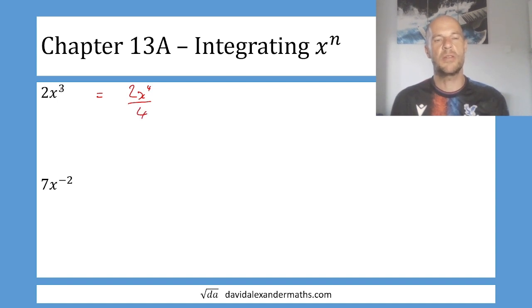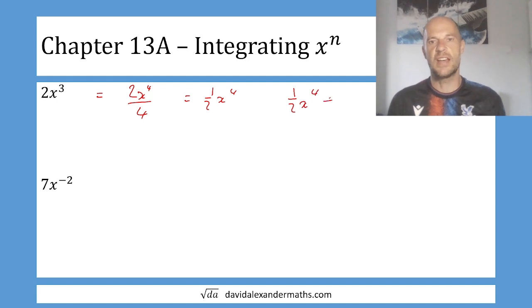So 2x cubed becomes 2x to the 4 divided by 4, and 2 over 4 is 1/2. So we can write that as 1/2 x to the 4. Okay, so let's just check by differentiating that this integral is correct, and let's see if we can take it back to 2x cubed. 1/2 times 4 is 2, and drop the power by 1, x to the power of 3. Now, when we integrate, we always put in a plus c afterwards.